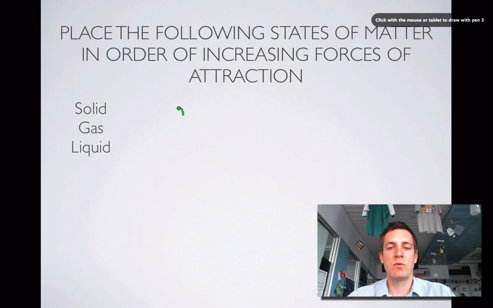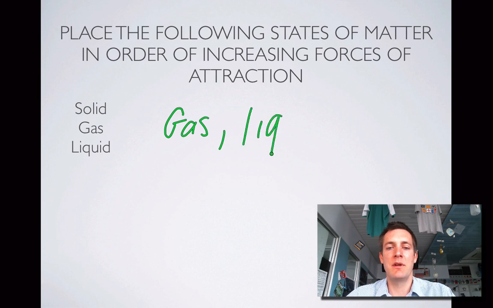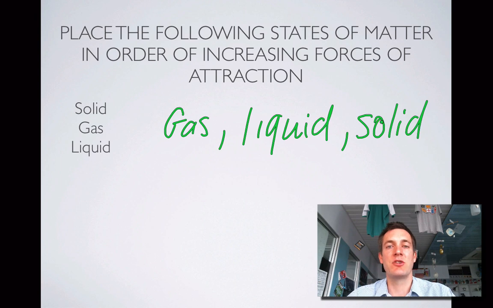Increasing forces of attraction, well, we'd say that the gas has the weakest forces of attraction because the particles can move around completely freely. In a liquid they can move around, but they're fixed together, so the forces must be stronger than in a gas, but they must be weaker than in a solid where the particles are in fixed positions. They can't move around at all, they just vibrate on the spot. Bear in mind that particles will always be moving until we get to 0 Kelvin, and that's a temperature we can't achieve in this universe.